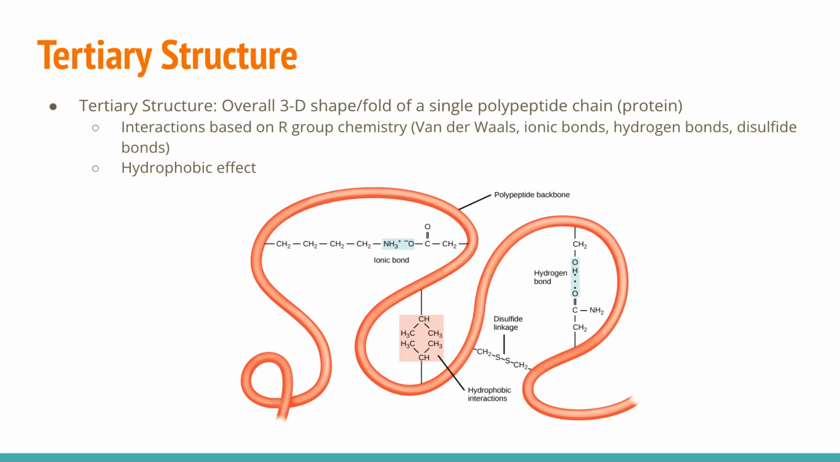Anything else? Yeah. And then just to clarify, is ionic bonding stronger than hydrogen bonding? Yes, it is strong. So ionic bonding only happens between your negatively charged amino acids, which are glutamic acid and aspartic acid, and the positively charged ones. Ionic bonding just happens between the positives and the negatives.